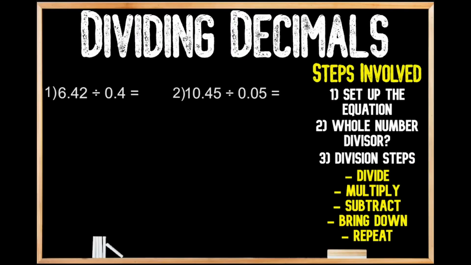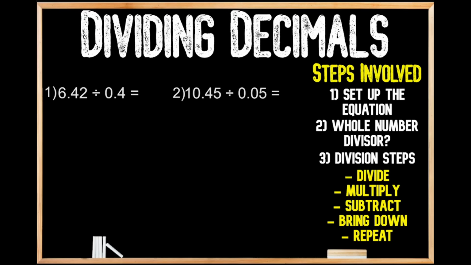Today we're going to be looking at how to divide decimals, and by the end of this video you'll know the steps involved when dividing a decimal by another decimal. So let's get started. In question number 1, we're being asked to divide the decimal 6 and 42 hundredths by 4 tenths. Looking over to the right-hand side under our steps involved, we can see that our first step is to set up the equation.